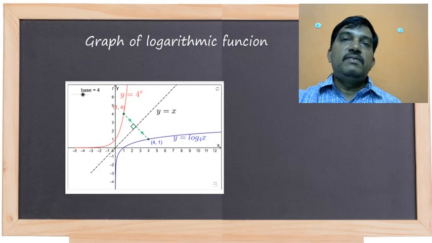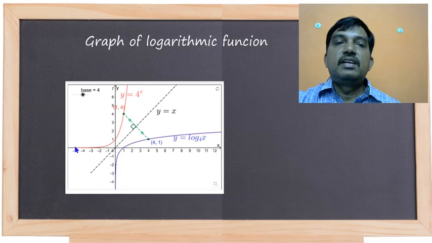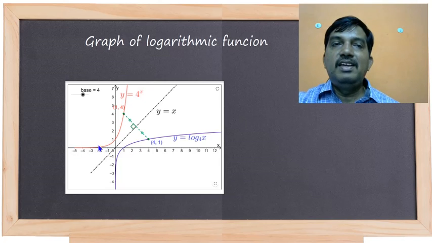Now see the graph of the function. Here I have taken the function y is equal to 4 power x and logarithm of x to the base 4. In the graph of 4 power x, you can observe 4 power 0 is 1, 4 power 1 is 4, 4 squared is 16, 4 power minus 1 is 1 by 4, and the graph will be like this. And logarithm of x to the base 4 is the inverse of 4 power x.